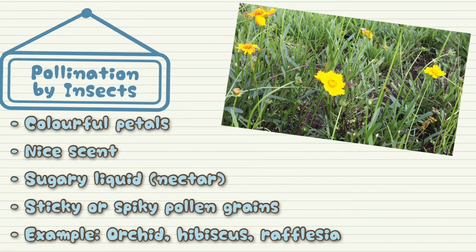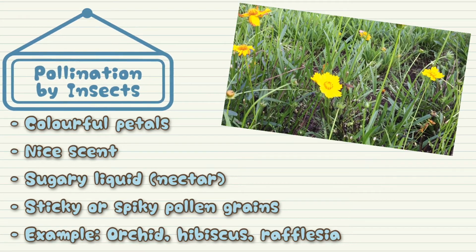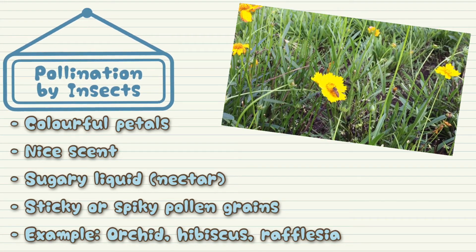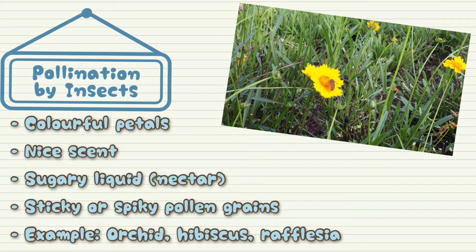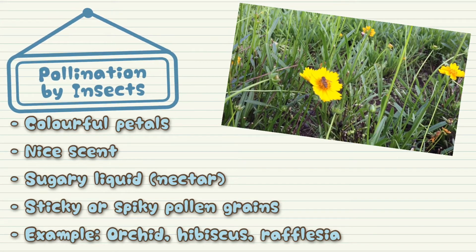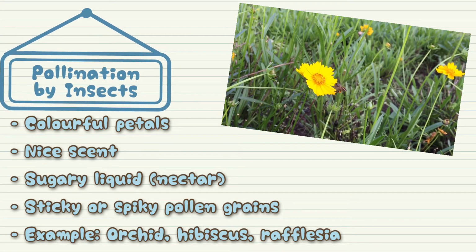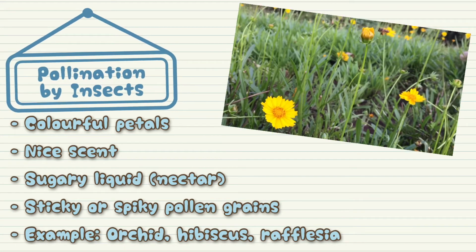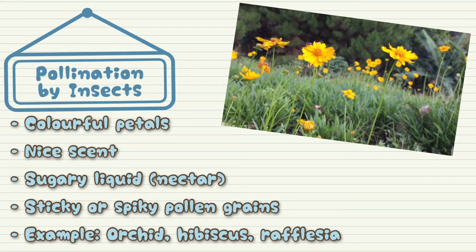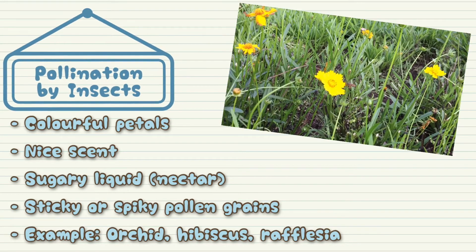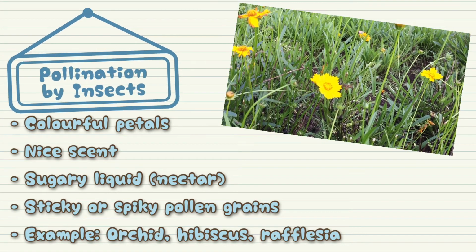The second one is pollination by insects. The features are colorful petals and nice scents, and it has a sugary liquid or nectar because it can attract insects to come. And then the pollen grains are sticky or spiky, so they can stick to the bodies of animals. Examples are orchid, hibiscus, rafflesia, and others.